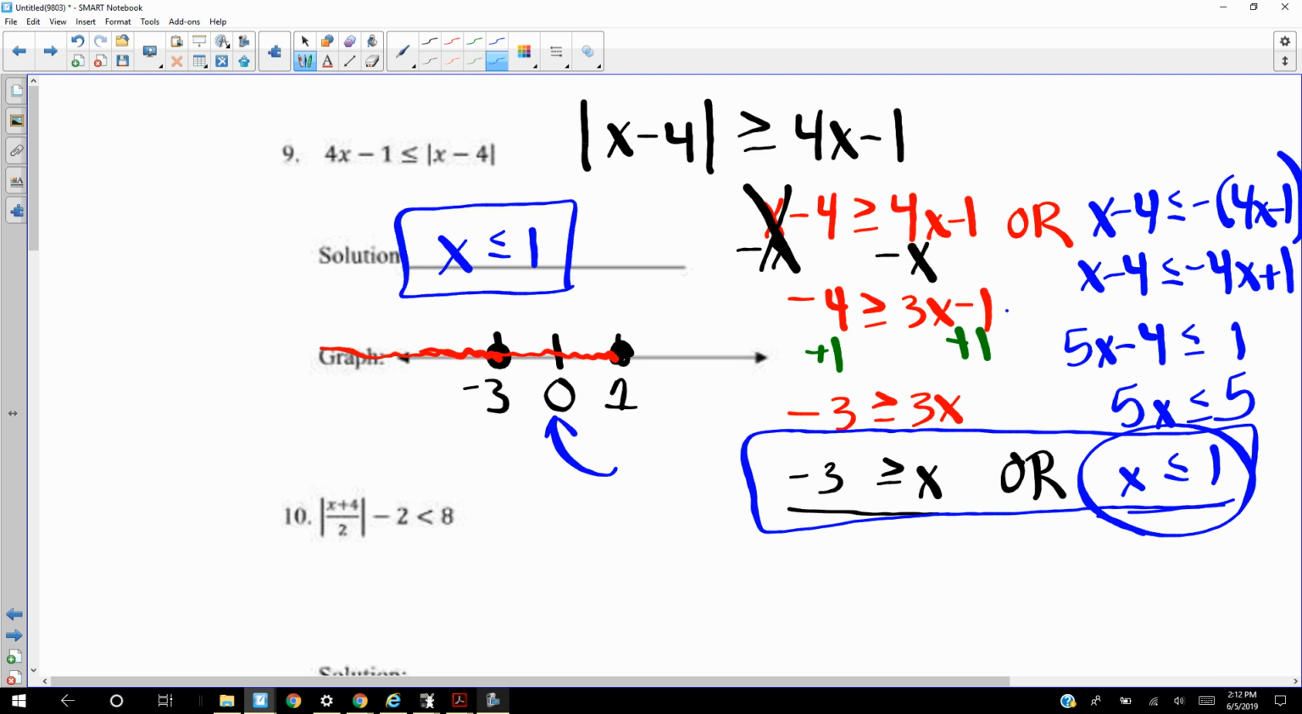And you can check that by just taking a number. Let's take the number 0, for instance. And if we substitute 0 back in for x in this problem, does it work? Well, the left-hand side is going to give you a negative 1, and the right-hand side, 0 minus 4, is negative 4, but the absolute value is positive 4. Negative 1 is less than positive 4, so that tells me this solution right here is actually the most condensed form of the solution to this problem.